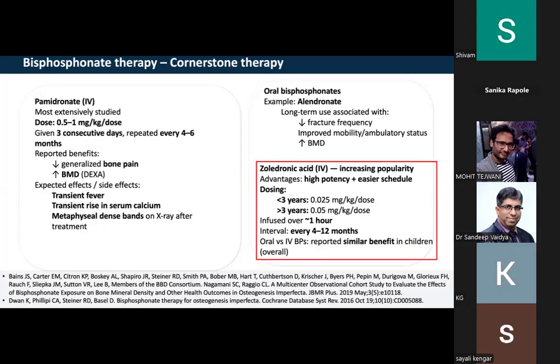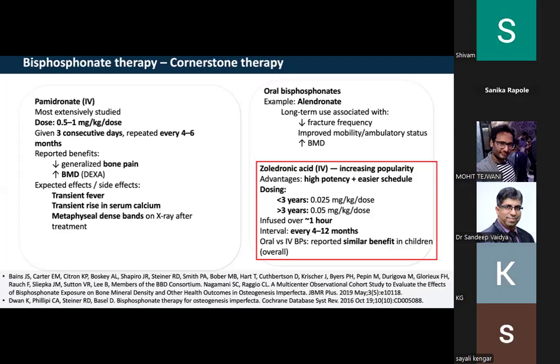For a child less than 3 years, 0.025 mg per kg per dose is given. For more than 3 years, 0.05 mg per kg per dose is infused over 1 whole hour, and then you don't give it for another 6 months. So six-monthly you could give this.